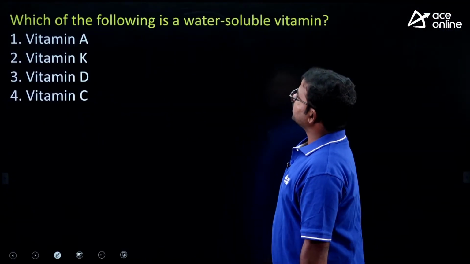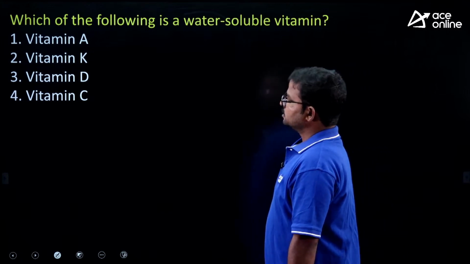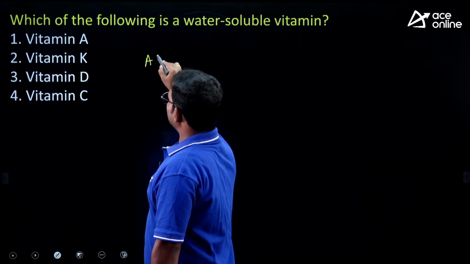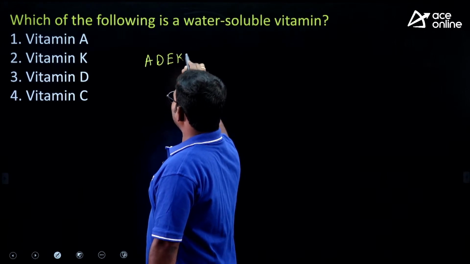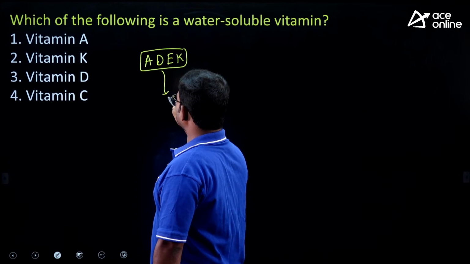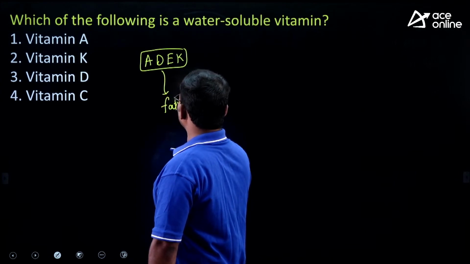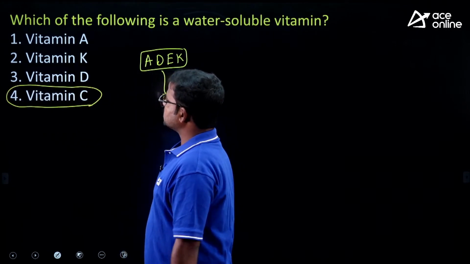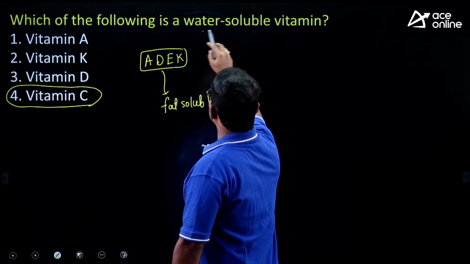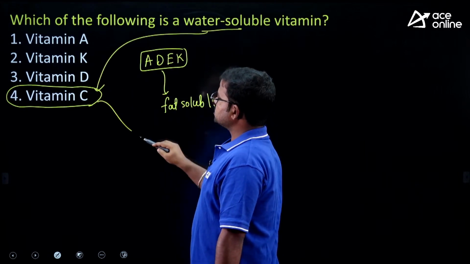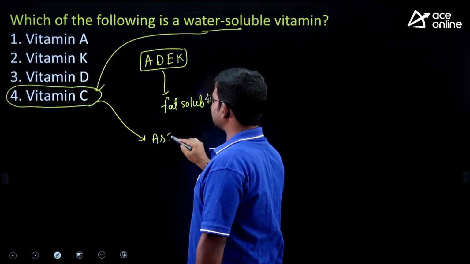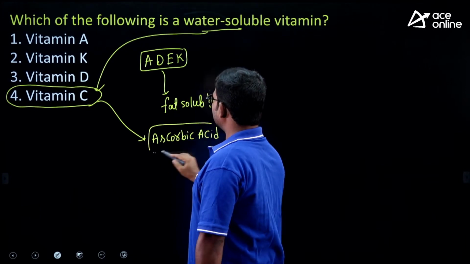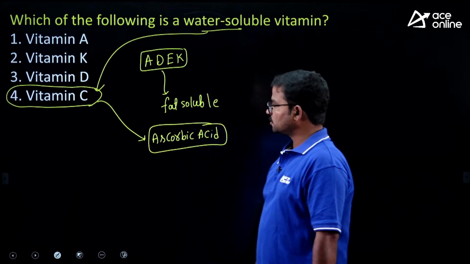Next one, which of the following is a water soluble vitamin? A, K, D, E, or C. Of course, we know that A, D, E, K are fat soluble. So the remaining one is vitamin C. It is considered a water soluble vitamin. Of course, you know that vitamin C is called ascorbic acid.